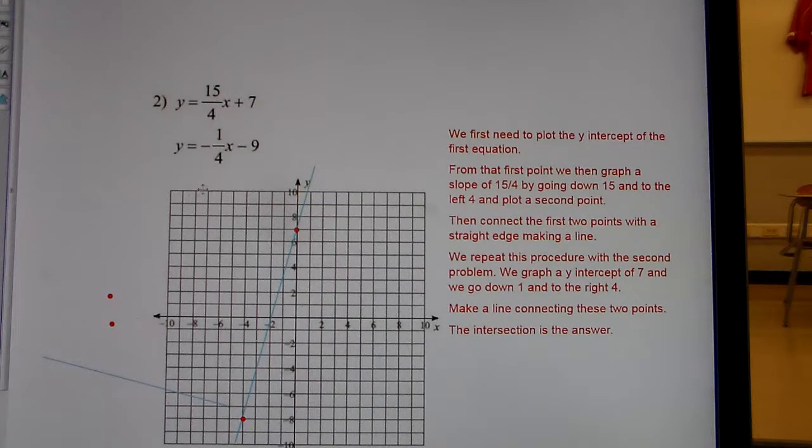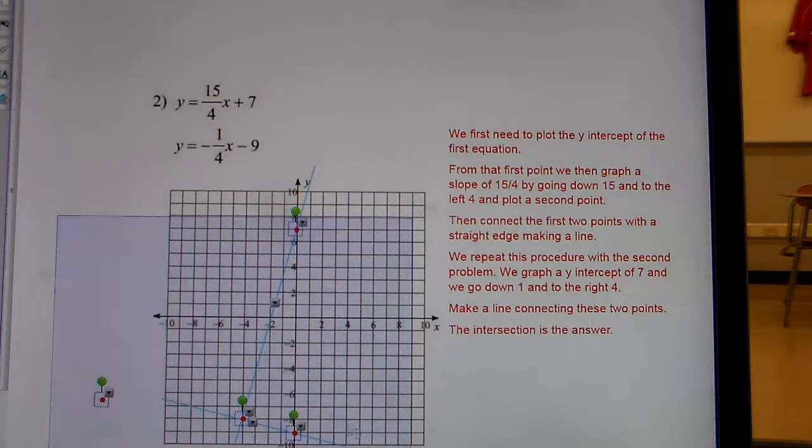Next up, we do the same procedure. We have a negative 9 up here. So we plot negative 9 on our y-axis. And then we go up 1 to the left 4. So up 1 to the left 4. And we plot our point. And we connect them. Where the two lines meet, down here.